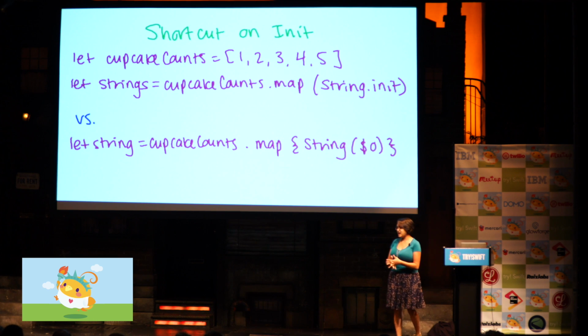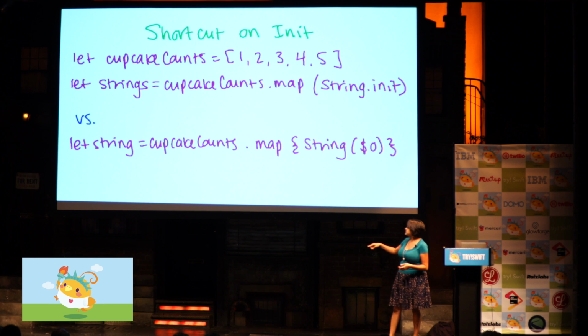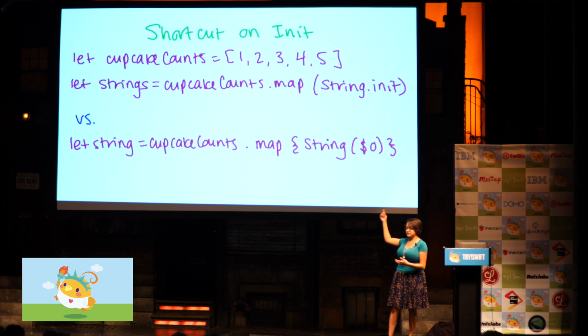And then lastly, there's some magic going on with how we could do some shortcuts on initialization of methods. So an initialization method is basically a type method, which is a function which could be used as a closure in this. And so we can actually do some shortcuts here. So if I wanted to, say, take all of these cupcake counts, all of these integers, and turn them into strings, the old way I would do that is mapping it and then making a string and inputting the number itself.